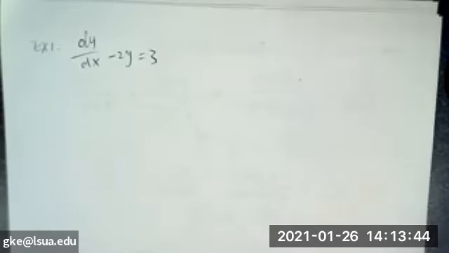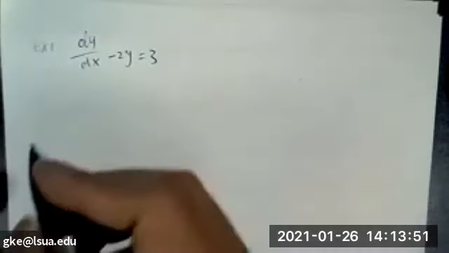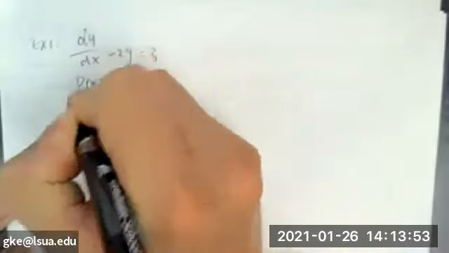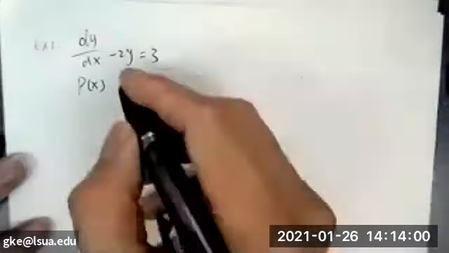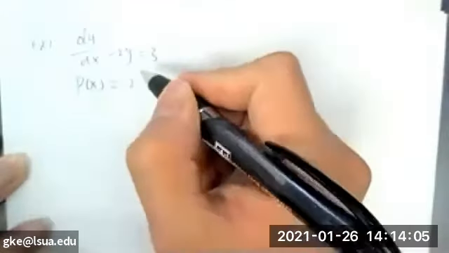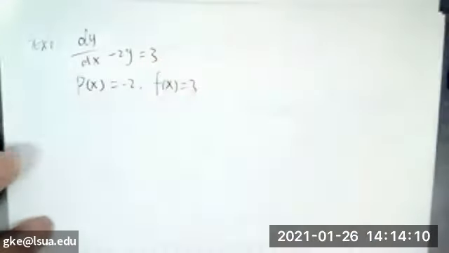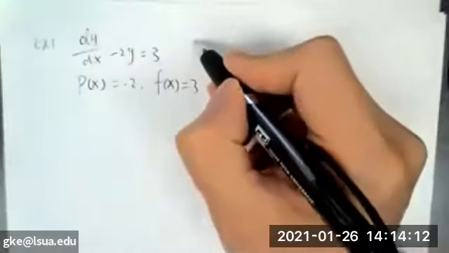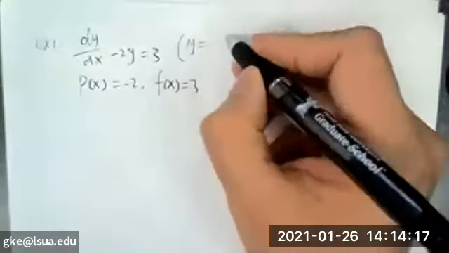Okay, now I'm gonna write down the answer on board. So for these problems, the first thing you need to know is what is p(x) and what is f(x), right? So p(x) equals -2 and f(x) equals 3, right? And also I put the formula here in case you guys forget it.